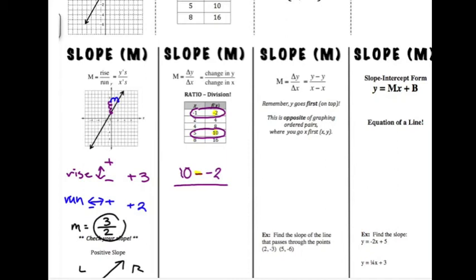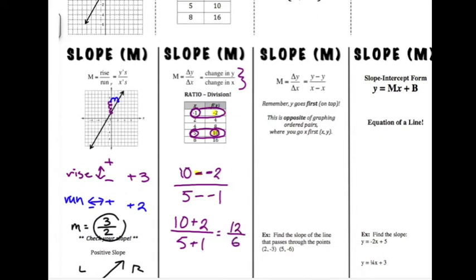Next, I need to do the x values in the same order, right? So because I used the 10 first, I'm going to use the 5 first. And I'm going to find the change in the x values from the 5 and then to the negative 1. So see how my equation models this description up here? I'm looking for the change in y over the change in x. I think we've talked about before that when you subtract a negative number, it makes a positive integer. So I'm just going to rewrite this so it makes a little more sense for you guys. 10 plus 2 over 5 plus 1 is going to equal 12 over 6.